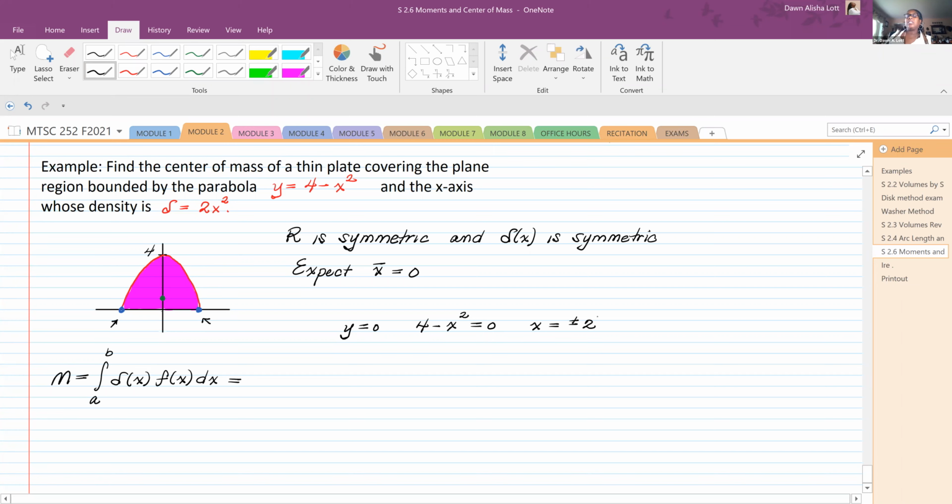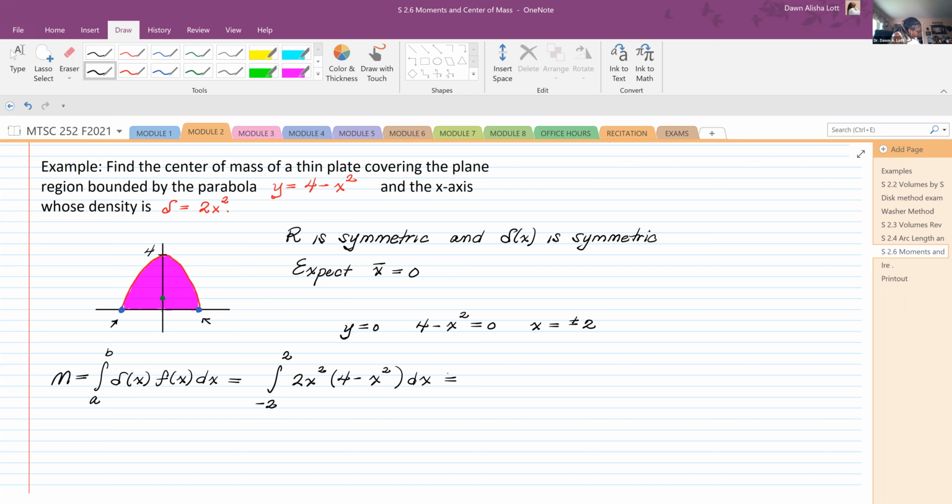All right, so there actually is a way to determine those. So I know a and b now. So this is the integral from negative 2 to positive 2, delta is 2x squared, f of x is 4 minus x squared, dx. And that integral turns out to be, let me see, what's my mass? 256 over 15.